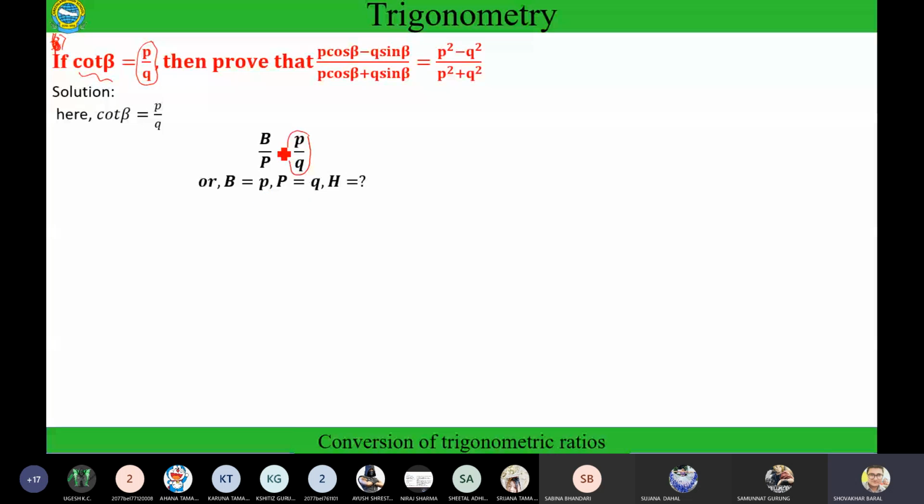So let's compare. These are the variables. Okay, so B is equal to p, P is equal to q, and h is equal to what? If there were constants or numbers, we would put those in to compare. Otherwise you can directly write.